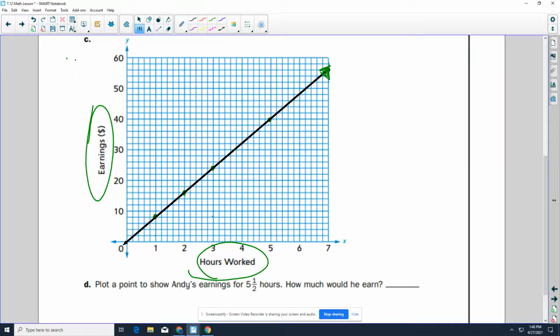Now, let's look at D. It says plot a point to show Annie's earnings for 5.5 hours. So again, I look at between the 5 and 6, and I have to count to see how many blocks there are. 1, 2, 3, 4, 5. So each one counts as 1/5. And so on this one, we just want to look at the halfway mark. So if I go over 2, that's not quite enough. It's in between right here.